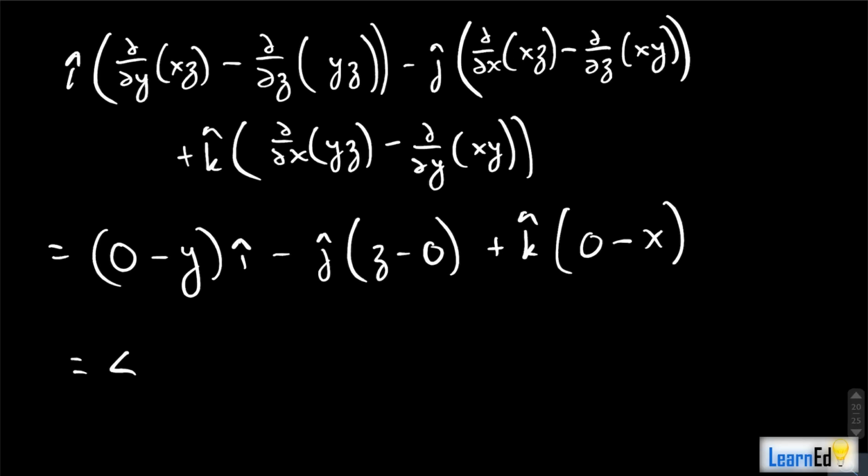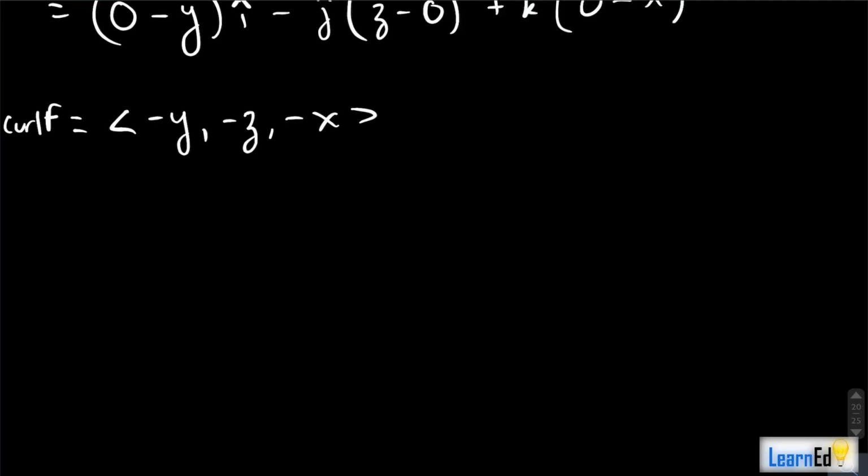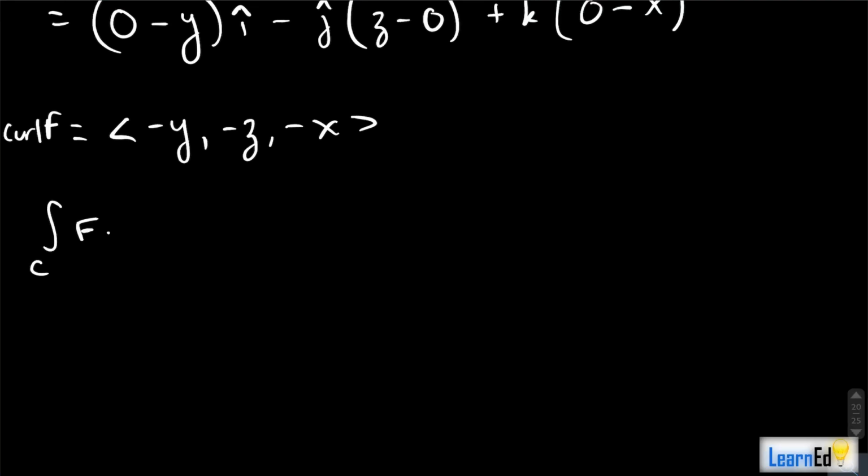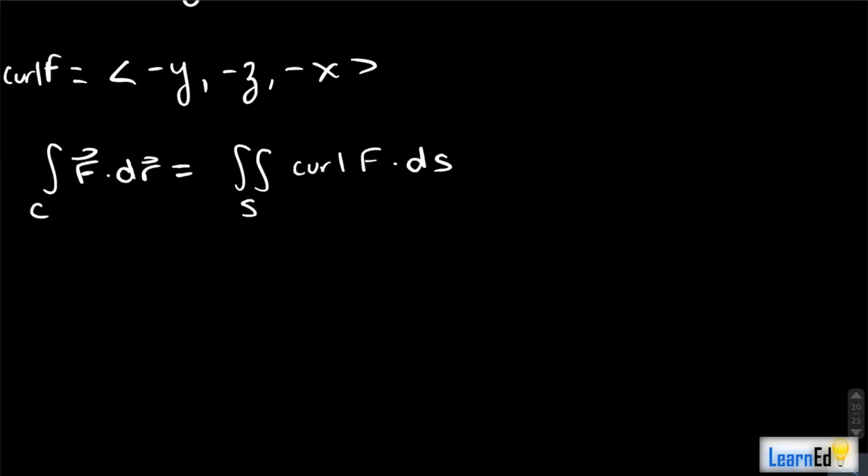So our curl of F is negative y, negative z, negative x. So we have the integral over C, and we know from Stokes Theorem that this is equal to the double integral over S of the curl of F dot dS. Okay, so we know the curl of F, and we can rewrite this as the double integral over S of negative y, negative z, negative x dot dS.